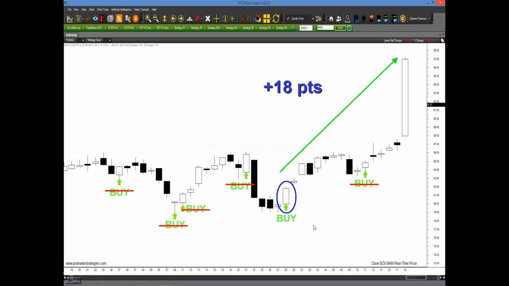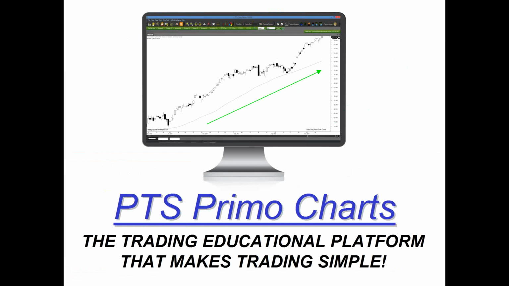This is a simple process I'm going to share with you today that can capture these high probability setups. Here's the great thing about this. This process is easily applied on our platform. This is the educational platform I designed and developed with Pro Trader Strategies, and we strongly feel it really makes trading simple.